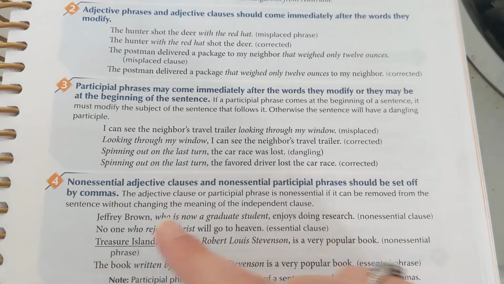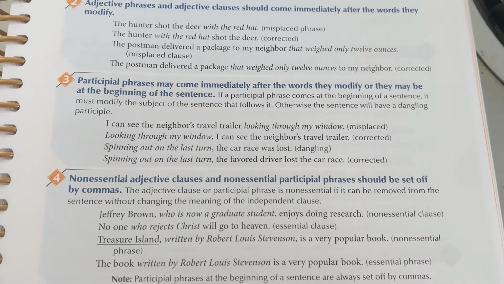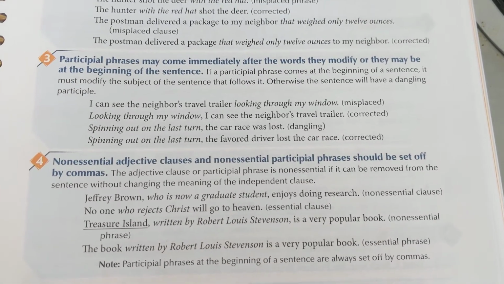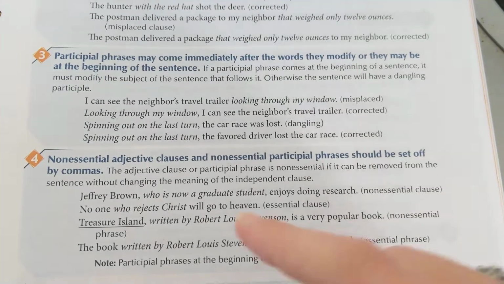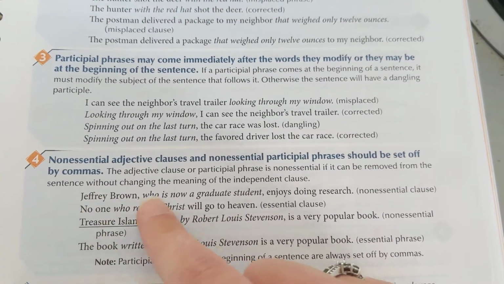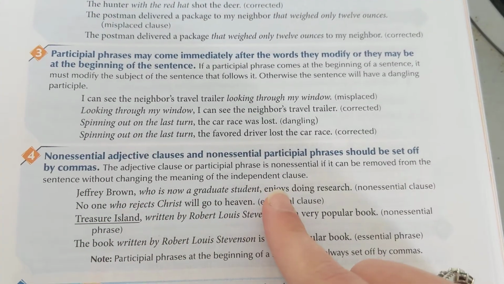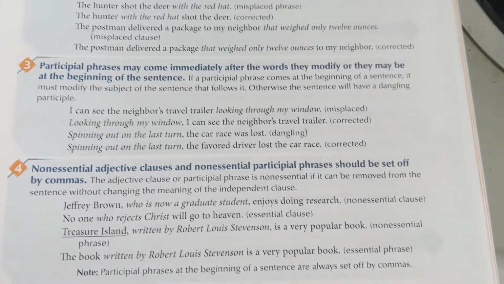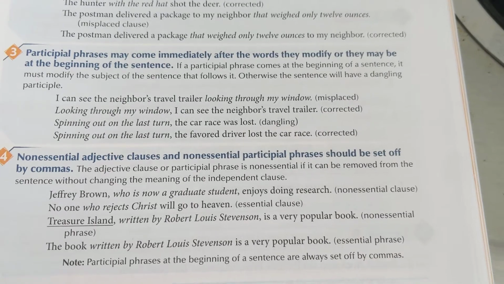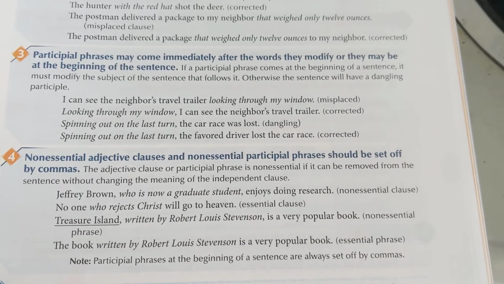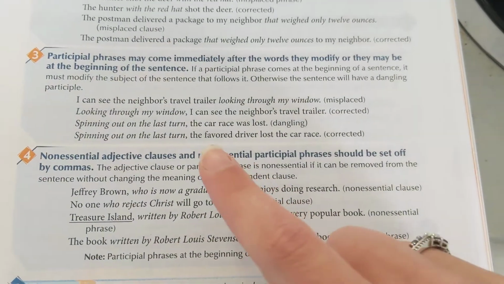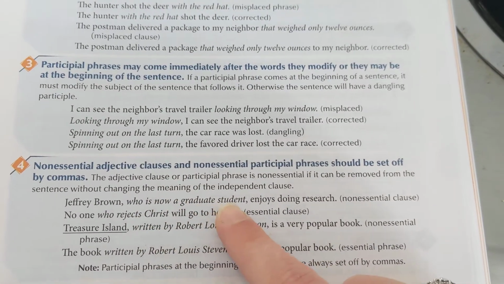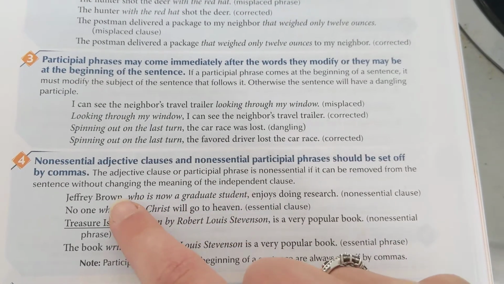What it means by non-essential is that the sentence is still complete without it. It doesn't have to be there for the sentence to be complete. So let's look at this sentence. Jeffrey Brown, who is now a graduate student, enjoys doing research. Could I say Jeffrey Brown enjoys doing research and it still be a completely fine sentence that makes complete sense? Yes, it would be fine. So that would be non-essential. We don't have to have that in there for the sentence, so you set that off by commas.